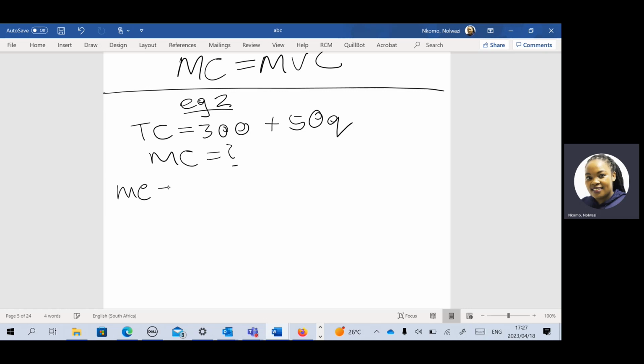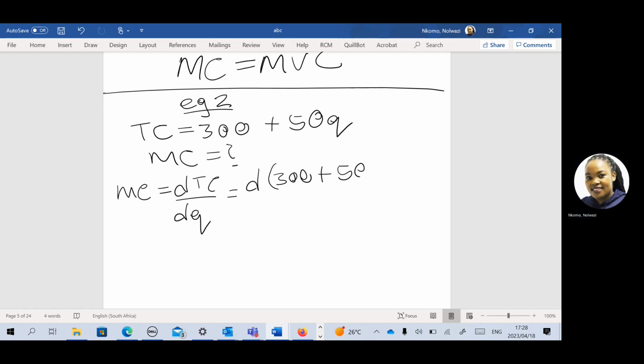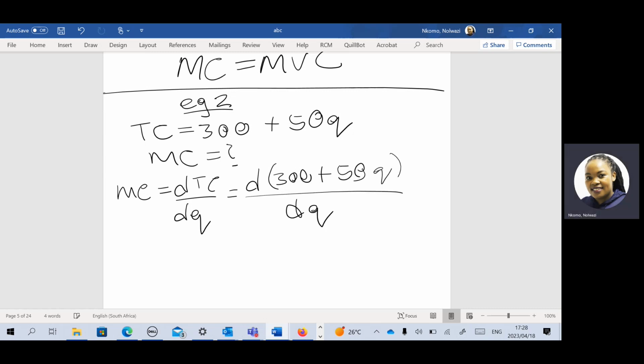We said the marginal cost is the derivative of the total cost, right? So this means if you substitute the total cost here, we'll have d of 300 plus 50Q with respect to Q. This is just a constant. And if you look at this equation, you have the fixed cost, you have the variable cost, right? We said the derivative of a constant is 0.